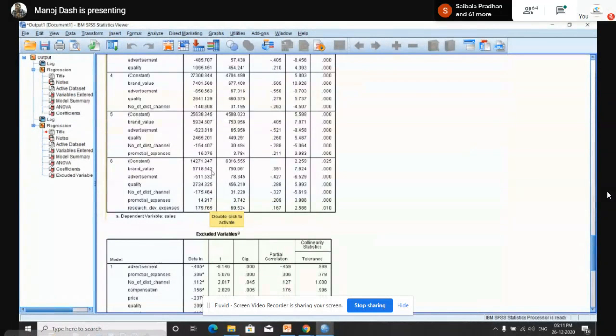What is the most important significant impact? Brand value. Followed by quality. Third is promotional expenses, then R&D expenses. Here is the strength. What is the weakness? Advertisement, price, and number of distributors are not significant. So what strategy can be formulated? You have to improve the advertisement. Check the advertisement strategy, and also find out which digital channel is not performing well. You can remove that. Clear?